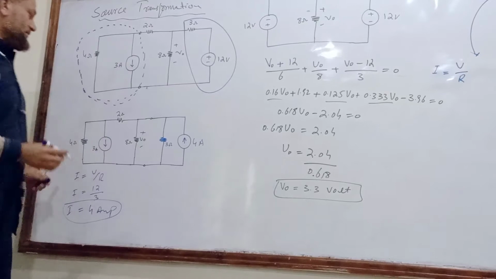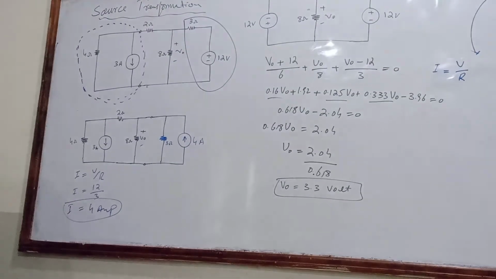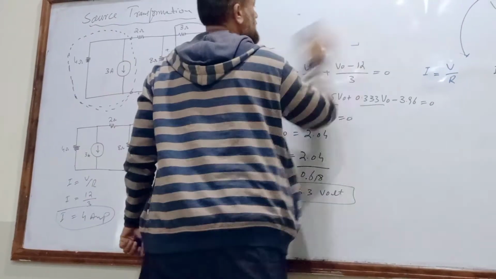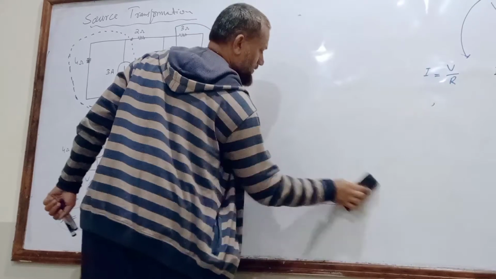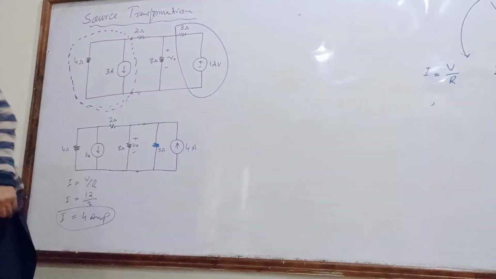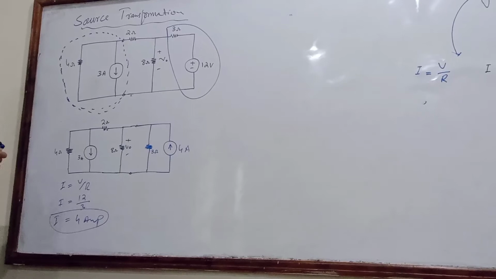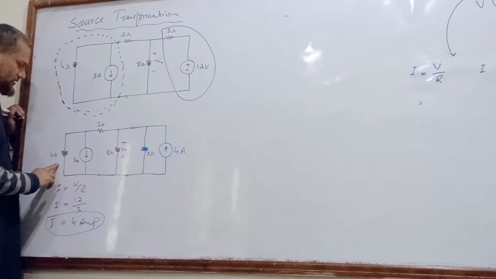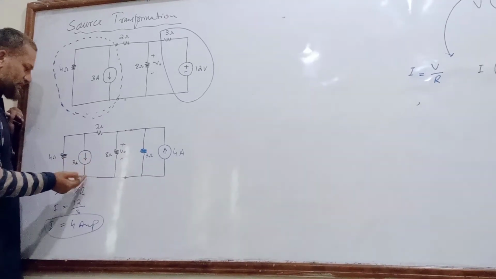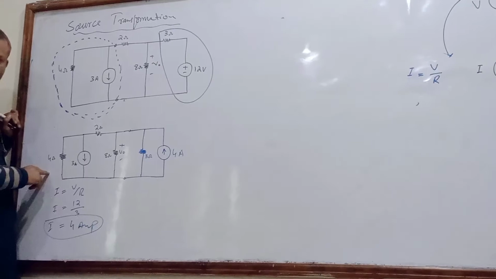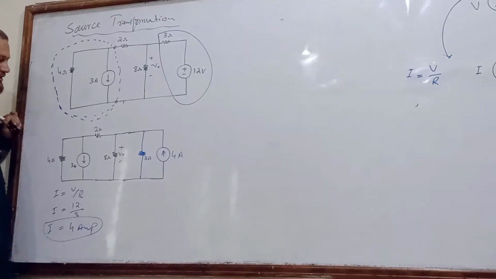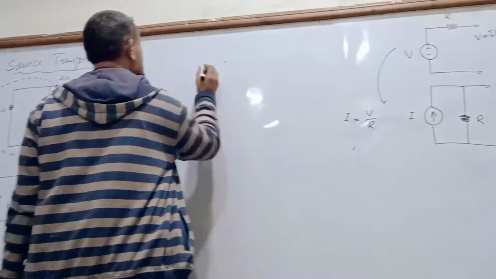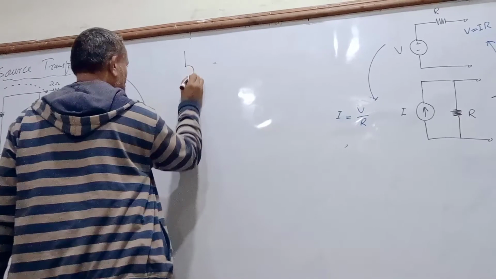Now this is the circuit. Understand? Now look at over here. Can I connect this resistance on this side and source on this side? Yes, no problem. Let's see what we have. This one. Down.